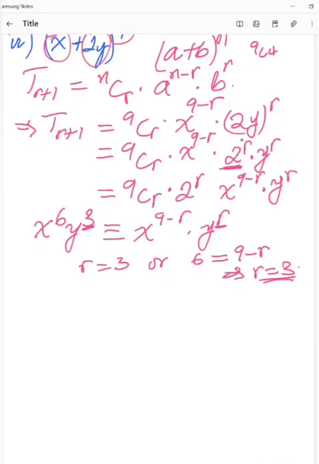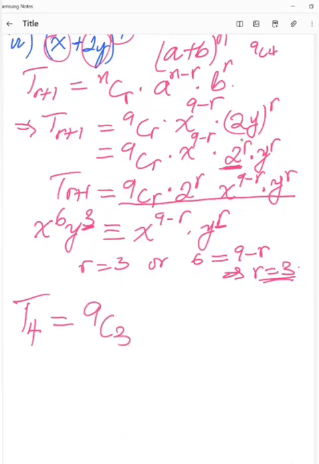From here, we go back to our statement that we had as the general term. We had that general term as t r plus 1. And since we have had r as 3, t r plus 1 becomes t 3 plus 1, which is t 4. So actually, the term we are seeking to find the coefficient of is the fourth term in that binomial expansion. So t 4 should be equal to 9 combination 3.